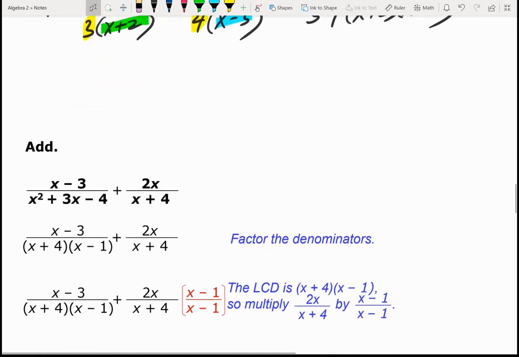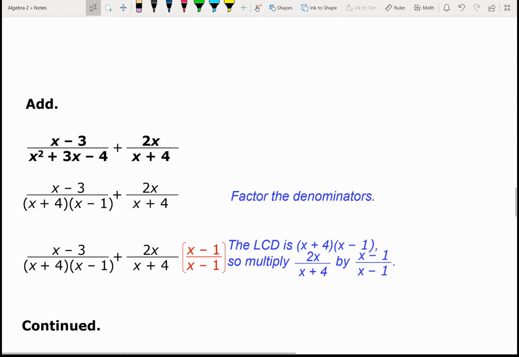So here, let's say I have x minus 3 over x squared plus 3x minus 4, and I'm going to add to that 2x over x plus 4. Again, you need to factor your denominator to find the least common multiple. When I factor x squared plus 3x minus 4, I get x plus 4 times x minus 1. Now notice I have x plus 4 as a factor in that denominator and x plus 4 as a factor in that denominator.